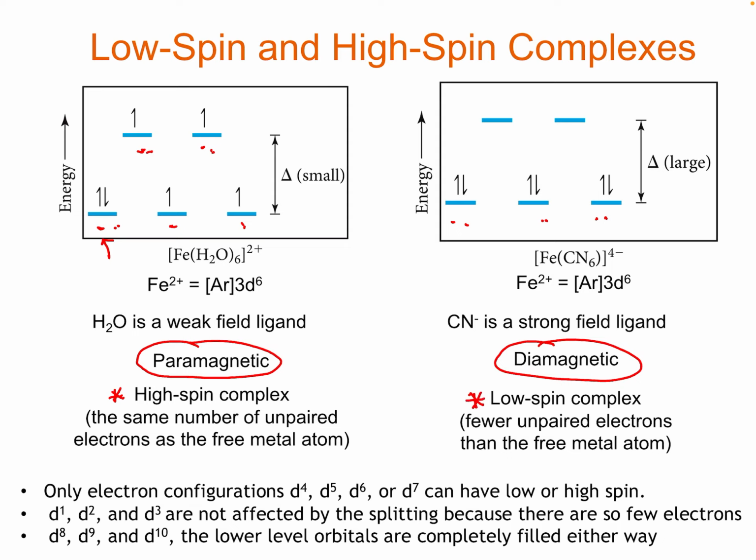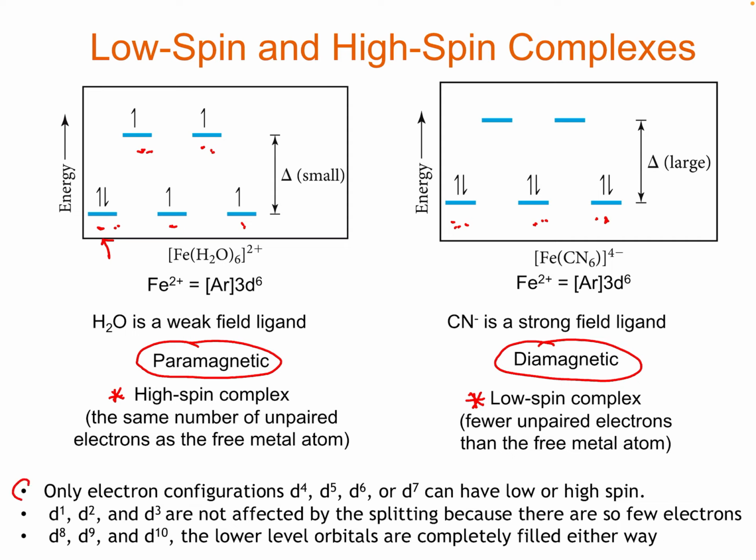We paired up our electrons essentially halfway through, right? We went 1, 2, 3, and then we started pairing 4, 5, 6. So this is a low spin complex because it doesn't have any unpaired electrons. It doesn't mean it has to have none. Low spin complexes mean that it just has fewer unpaired electrons than the free metal atom or free metal ion. But here it has no unpaired electrons because it had 6, so it completely filled up those lower energy levels.